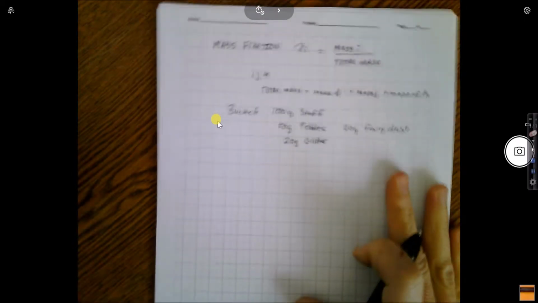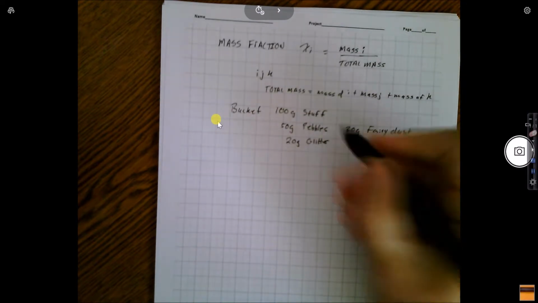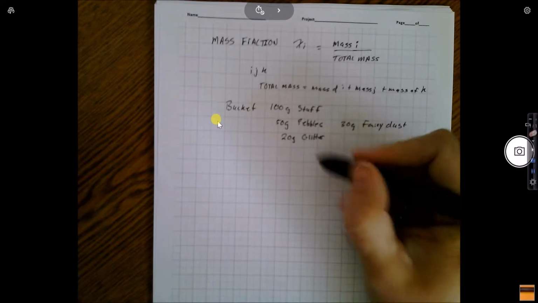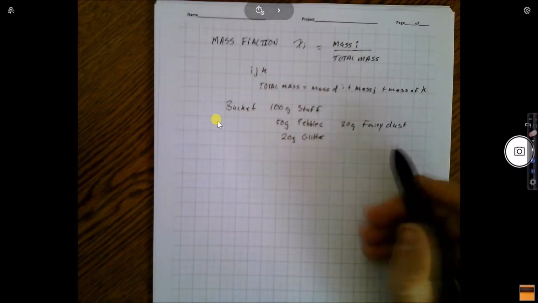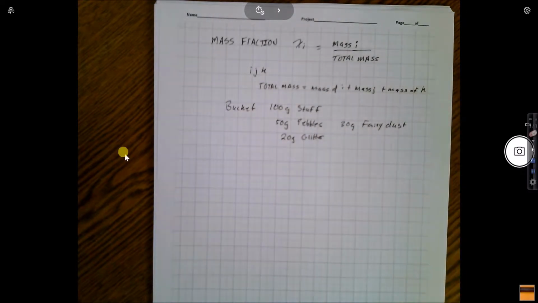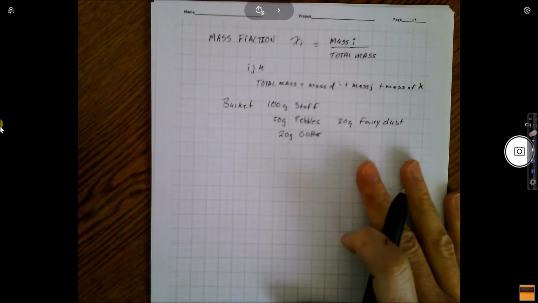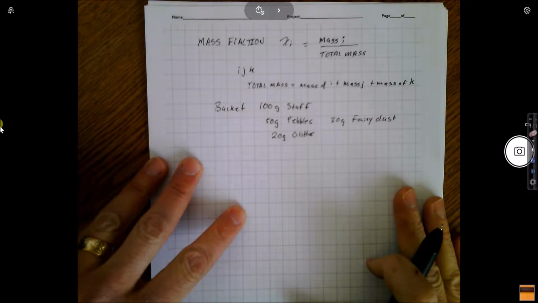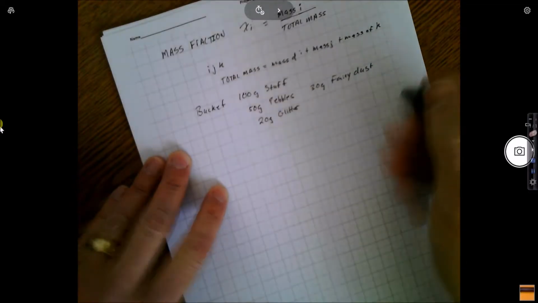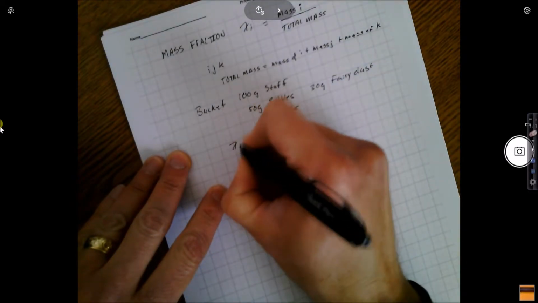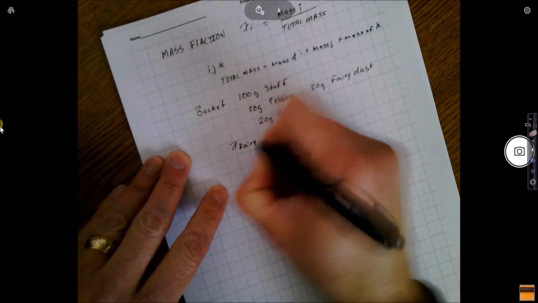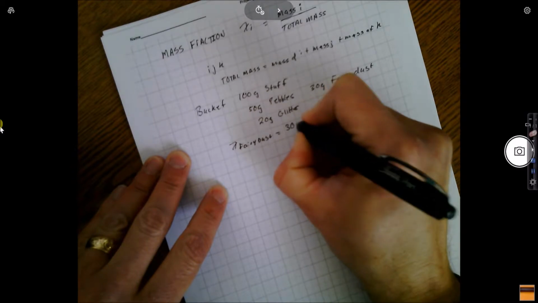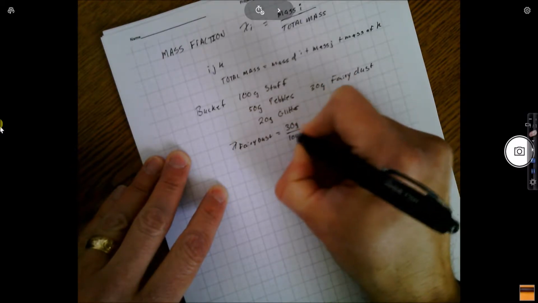All right, so we have a bucket. It has 100 grams of stuff. That stuff is 50 grams of pebbles, 20 grams of glitter, 30 grams of fairy dust. I'm making my troll Halloween party costume or something, I don't know. So we want to know what the mass fraction of fairy dust is in my bucket. It's a quite simple operation. So the x of fairy dust is 30 grams over 100 grams.